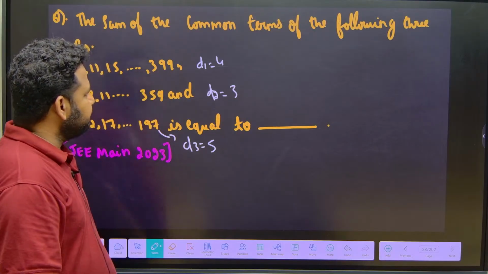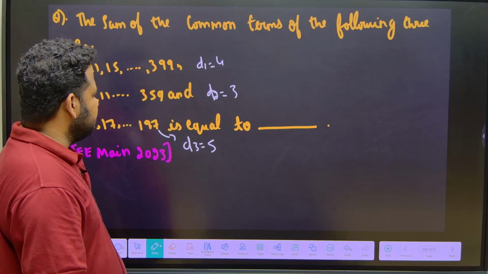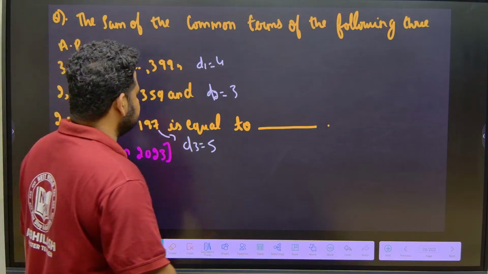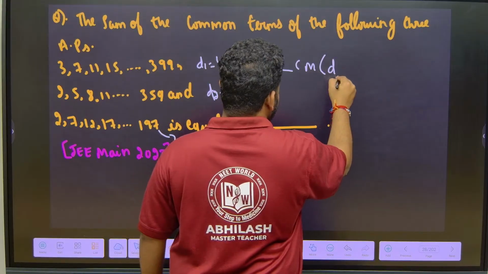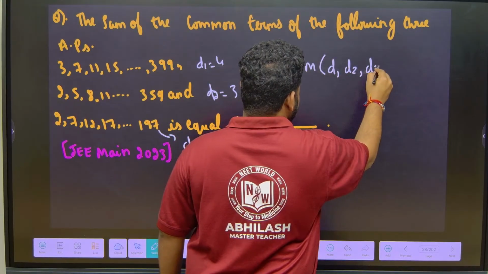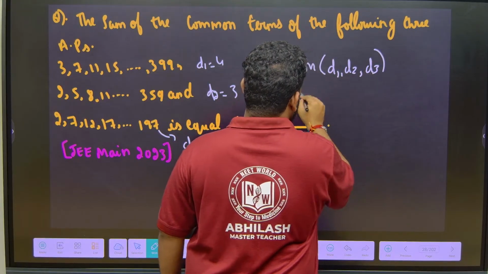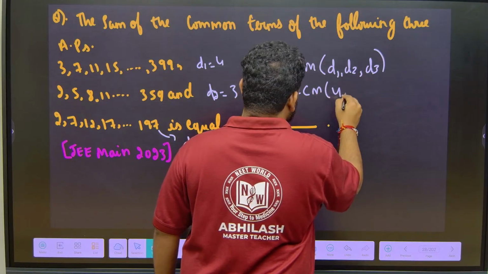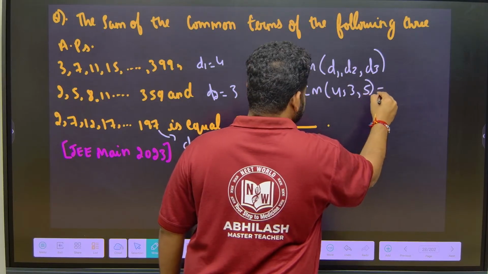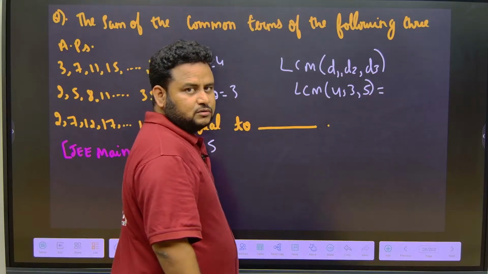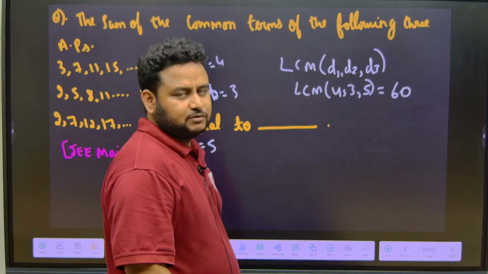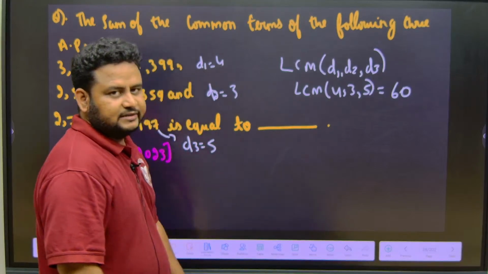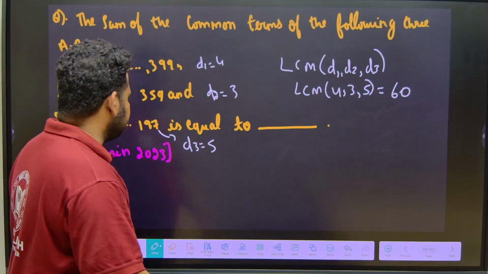First we have to find the LCM of these 3. So the LCM of D1, D2 and D3 is nothing but the LCM of 4, 3 and 5. This is nothing but equal to 60. The LCM of 4, 3, 5 is 60, friends. Now what do we have to do?